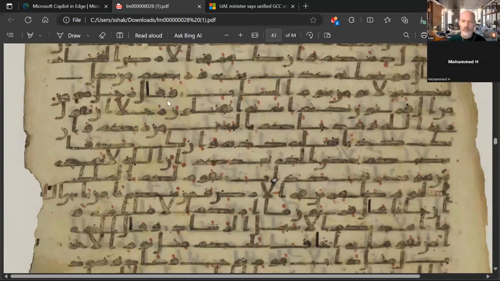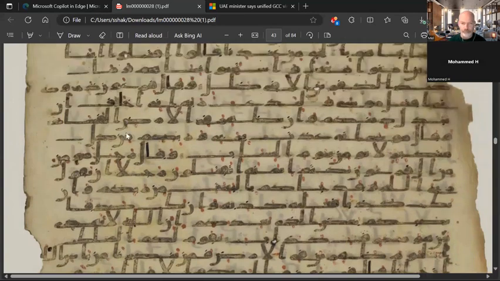So I wanted to show this as an example because you can see there are quite a lot of corrections in this manuscript. Some of them are very innocent. Like you see this word qala over here, it was spelled without the alif, just like I told you earlier. So a later scribe erased the connection between the qaf and lam and inserted another, basically just correcting it towards the normal spelling.